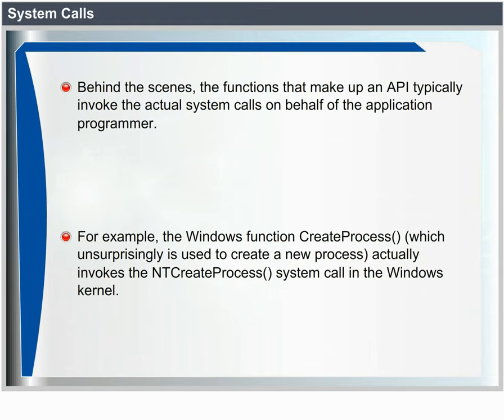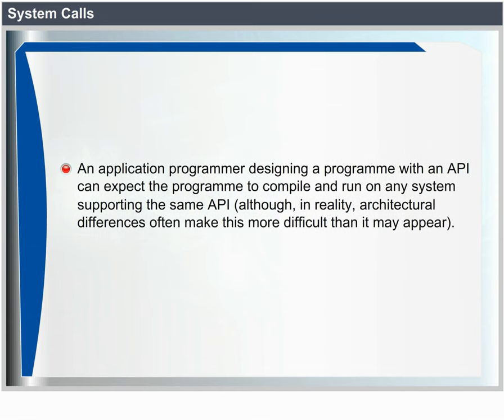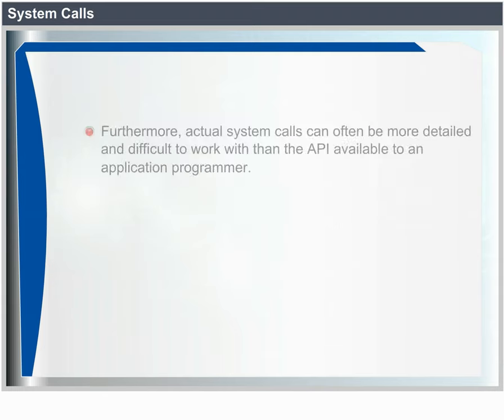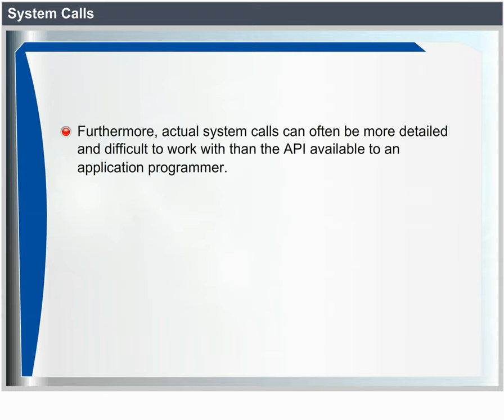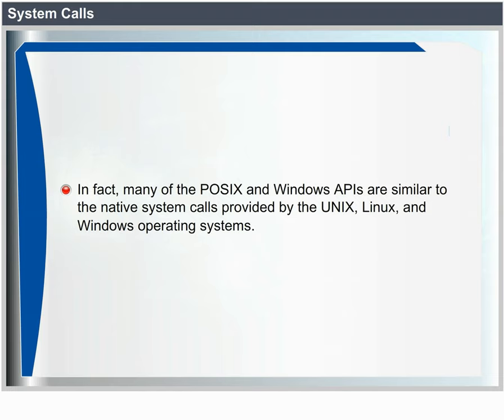Why would an application programmer prefer programming according to an API rather than invoking actual system calls? There are several reasons for doing so. One benefit concerns program portability. An application programmer designing a program using an API can expect her program to compile and run on any system that supports the same API, although in reality, architectural differences often make this more difficult than it may appear. Furthermore, actual system calls can often be more detailed and difficult to work with than the API available to an application programmer. Nevertheless, there often exists a strong correlation between a function in the API and its associated system call within the kernel. In fact, many of the POSIX and Windows APIs are similar to the native system calls provided by the Unix, Linux, and Windows operating systems.